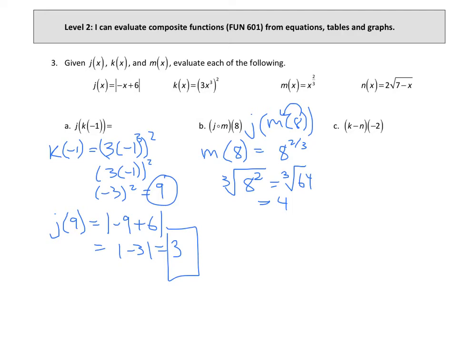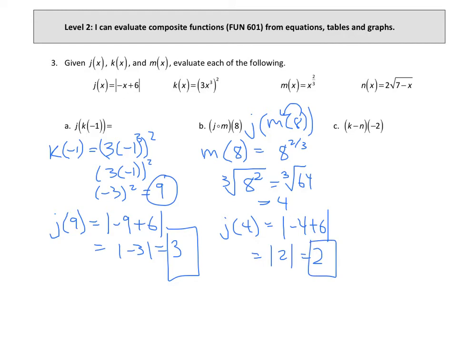Then we take that answer we got and we plug 4 into j. So we get j of 4 is the absolute value, again -x would make that a -4 plus 6, which is the absolute value of +2, which is +2. And that's our answer.